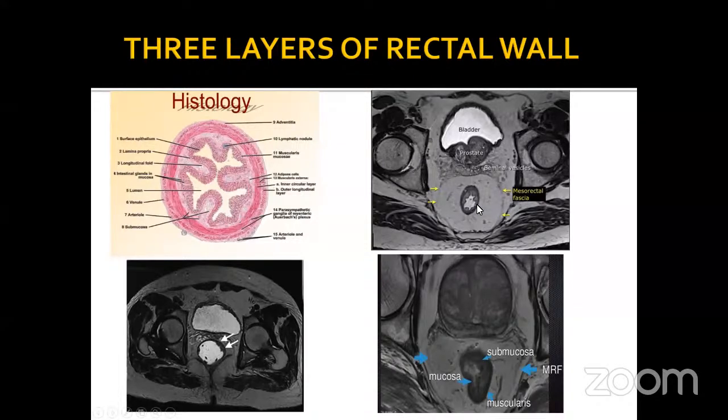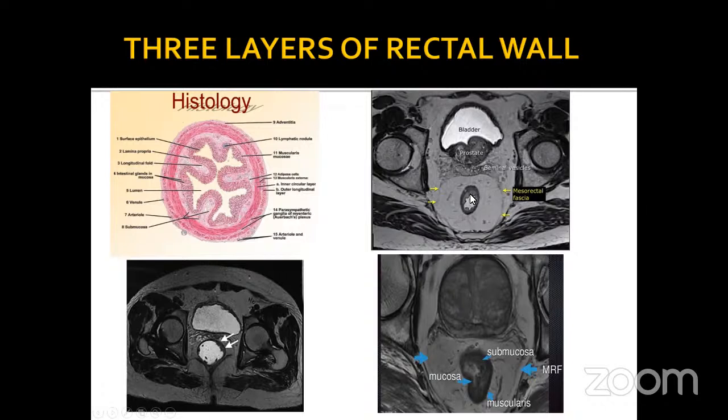So look at this MR picture. This is axial T2, small field of view. So bladder, prostate, rectum. This hyperintense is the intraluminal fluid. Now this is the rectal mucosa, relatively black. Outside the black, relatively hyper is the submucosa, and there is a smooth black thick wall. It is the muscularis propria.